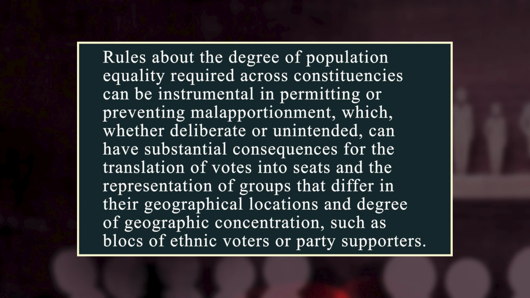The specification of constituency boundaries, called redistricting in the United States and boundary delimitation in much of the rest of the English-speaking world, is an important topic from both a legal and theoretical point of view. For example, rules about the degree of population equality required across constituencies can be instrumental in permitting or preventing malapportionment, which, whether deliberate or unintended, can have substantial consequences for the translation of votes into seats and the representation of groups that differ in their geographical location and degree of geographic concentration, such as blocks of ethnic voters or party supporters.